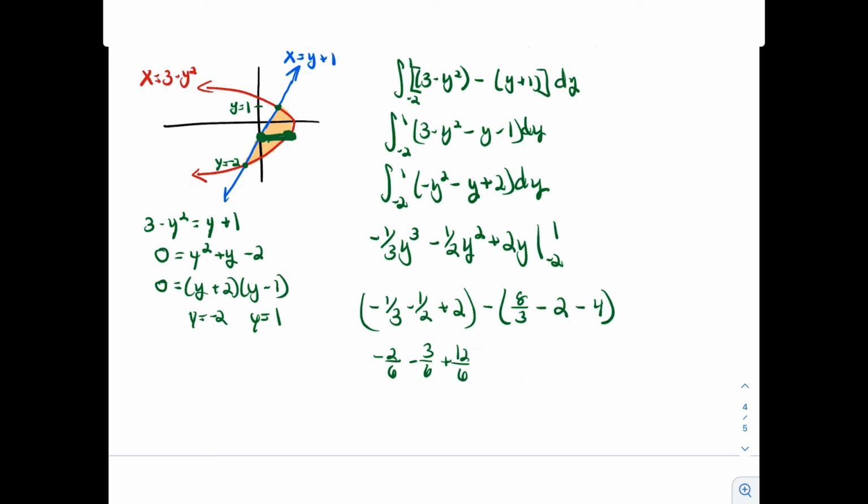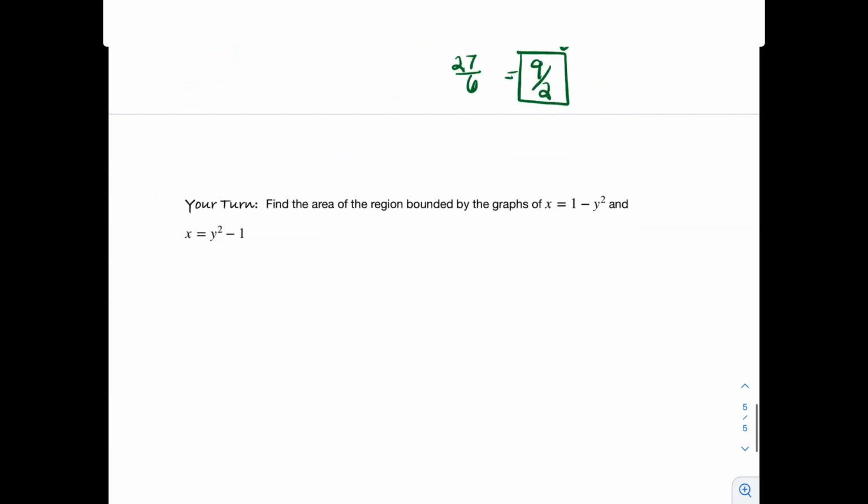I'm just going to go ahead and find a common denominator for everything. So I'll rewrite this 6 as 36/6 and distributing the negative, it makes it a positive term. And I have an area of 9/2. So the area between these two curves is 9/2 square units.